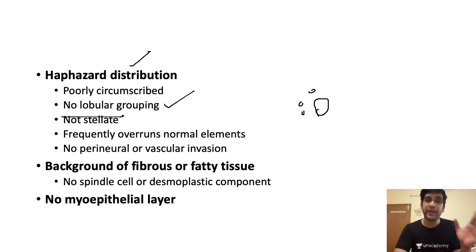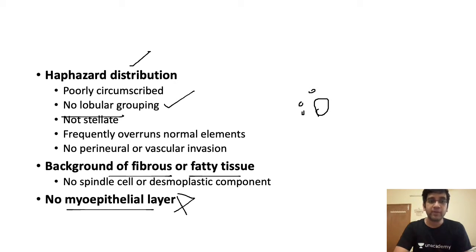Haphazard distribution might be seen in microglandular adenosis. Background of fibrous or fatty tissue. I won't see a background of fatty or fibrous tissue, but the normal breast parenchyma itself can become a bit thicker. Though it's not fibroplasia, though it's not desmoplasia, it might become thicker. It will have a collagenous appearance, right? So have a look at them also. And the most important thing is there will be no myoepithelial layer. If the myoepithelial layer is present, it's not microglandular adenosis. Sclerosing adenosis can have a myoepithelial layer.